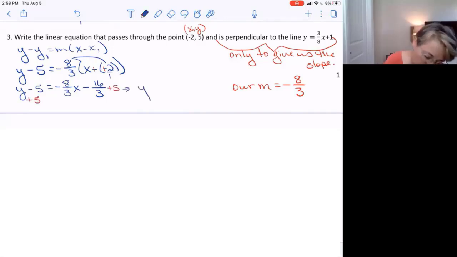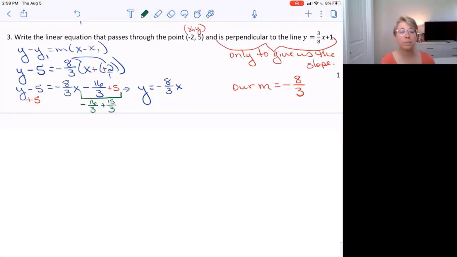And we would get y equals -8/3 x. And it would be helpful to rewrite that 5 so we can add these two together. So in order to combine those two, we're going to have -16/3 plus, I'm going to change that 5 to 15/3. -16/3 plus 15/3 gives us -1/3. So that is our b.